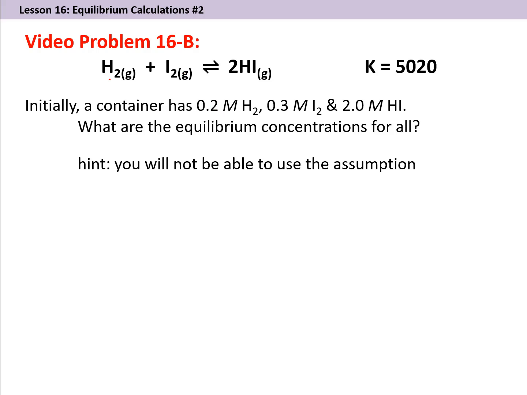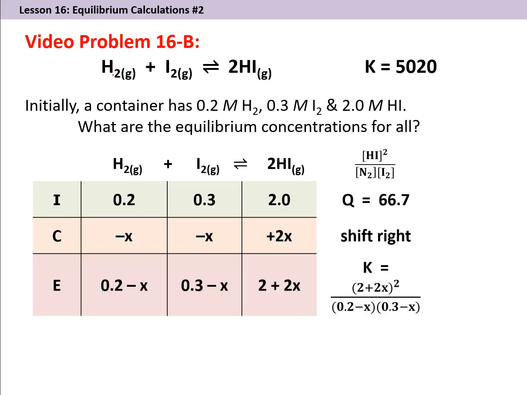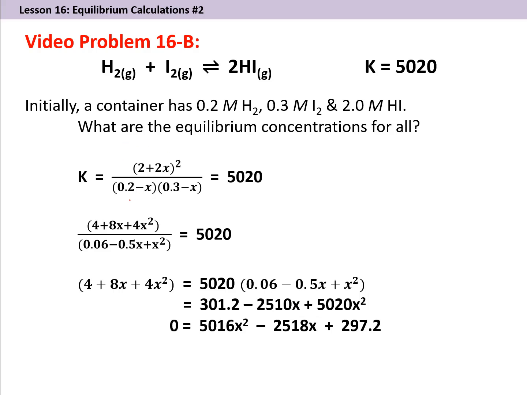All right, let's go ahead and just put this on the screen as a review. So the first thing we do is we make our ICE table. We figure out which way it shifts. In this case, it shifts right because my Q is smaller than my K. Then I put in all my values in terms of X. I then put those into my K. And now I need to take this and use the quadratic equation.